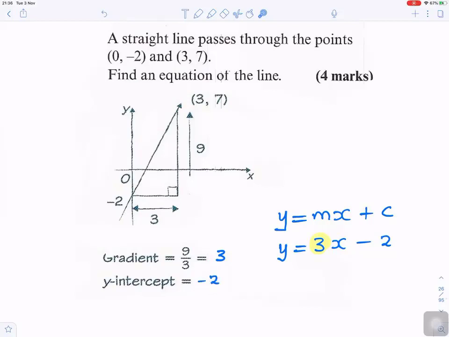So for the equation of the line, you write y equals mx plus c. So y equals, replace m with 3x, and then replace c with -2.